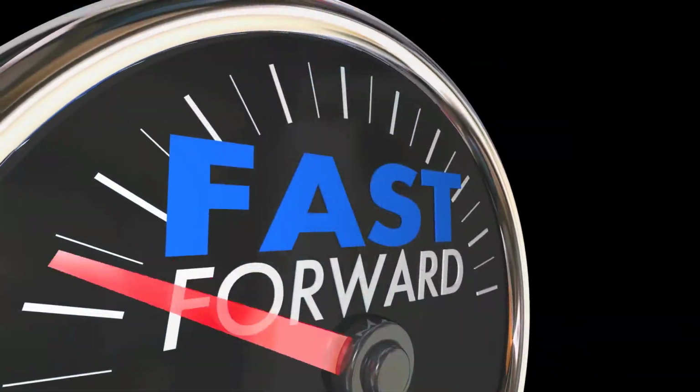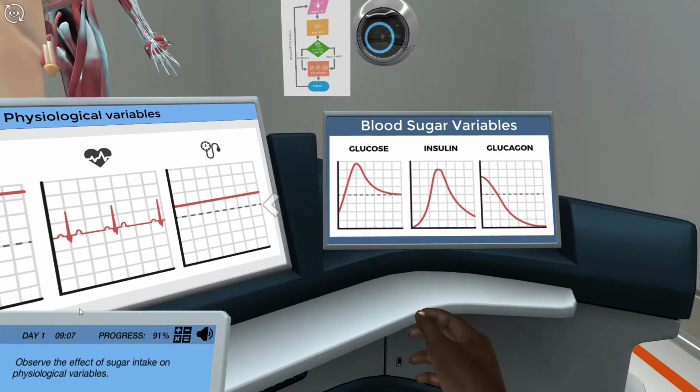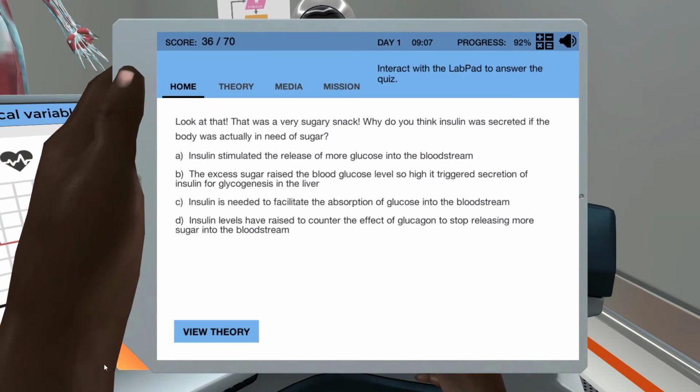Wait another 15 minutes to see the effect of the snack. Observe the effect of sugar intake on physiological variables. Look at that. That was a very sugary snack. Why do you think insulin was secreted if the body was actually in need of sugar?